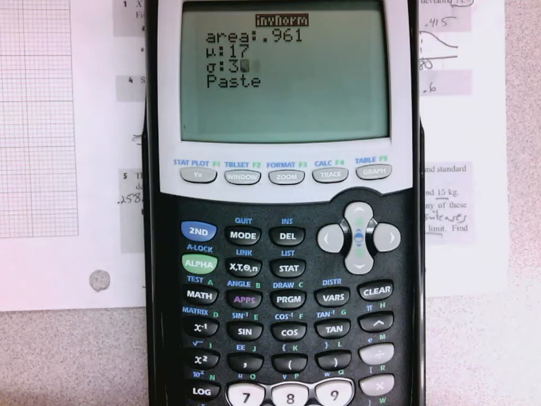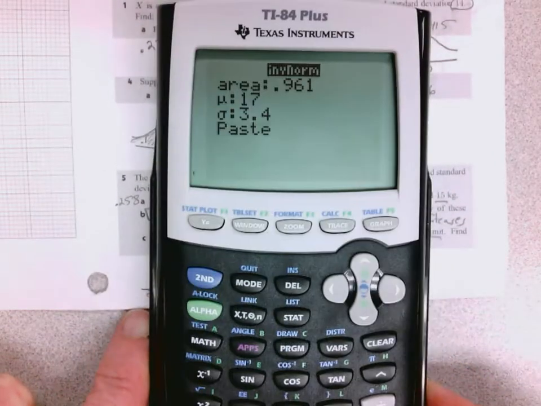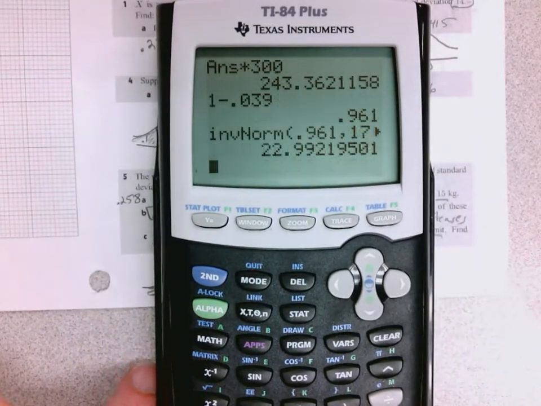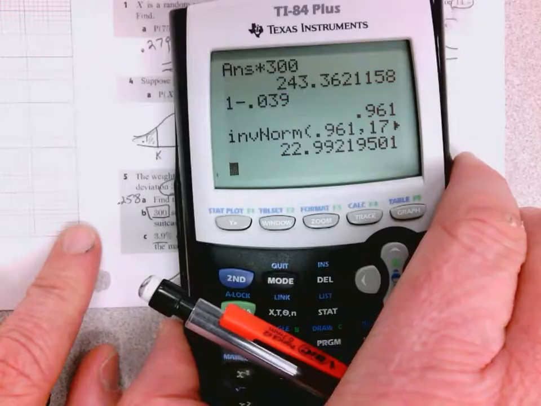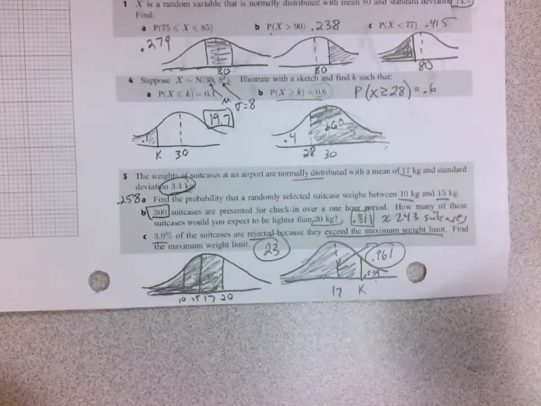If all you're doing is watching me push the buttons, I keep getting faster at this, and you just get better at watching me push buttons. Make sure you're doing this. 22.99, which rounds up to 23. So our weight limit maximum is 23.